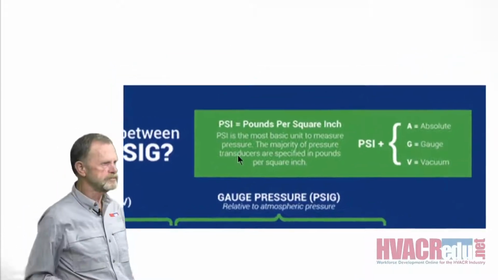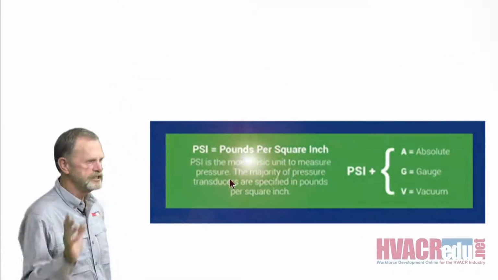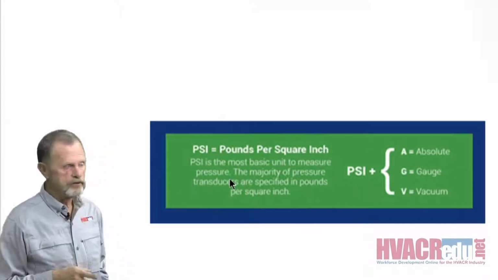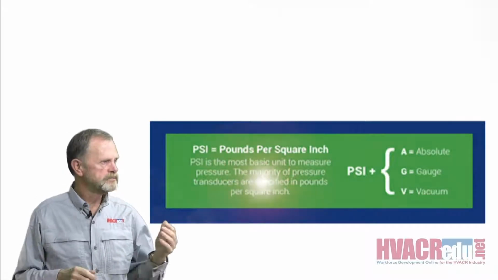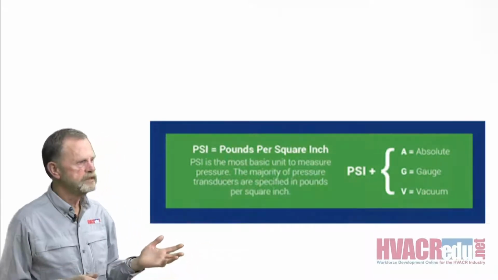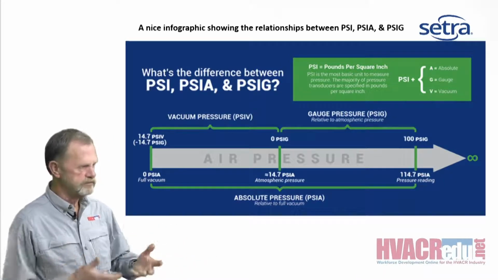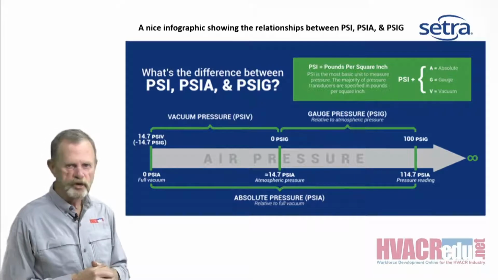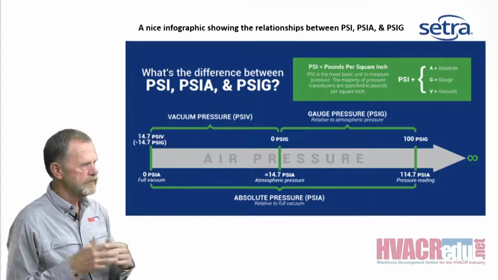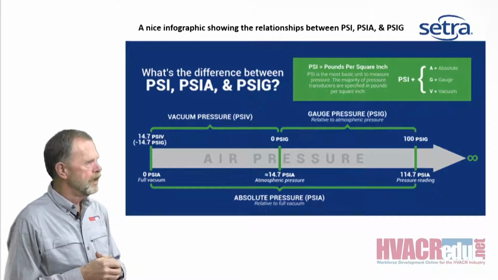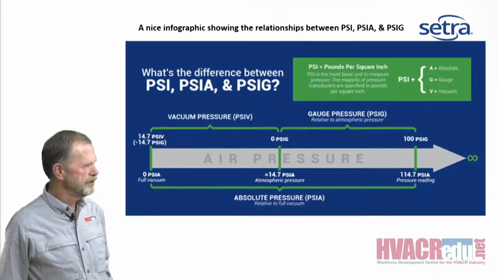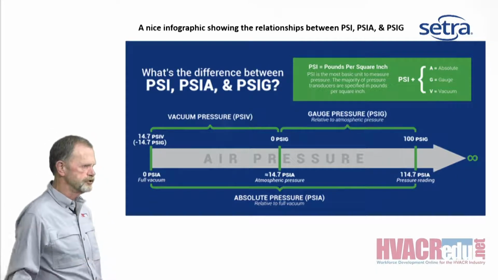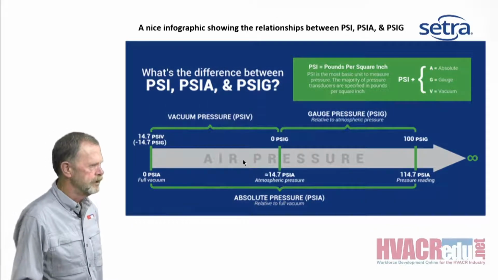The PSI, of course, pounds per square inch, is the most basic unit to measure pressure. The majority of pressure transducers, which are all over in HVACR, are specified in pounds per square inch. This type of pressure measurement is a very appropriate and common issue in HVACR. This scale down below shows you, and we're just talking about air pressure in this case. As you can see, it says air pressure.